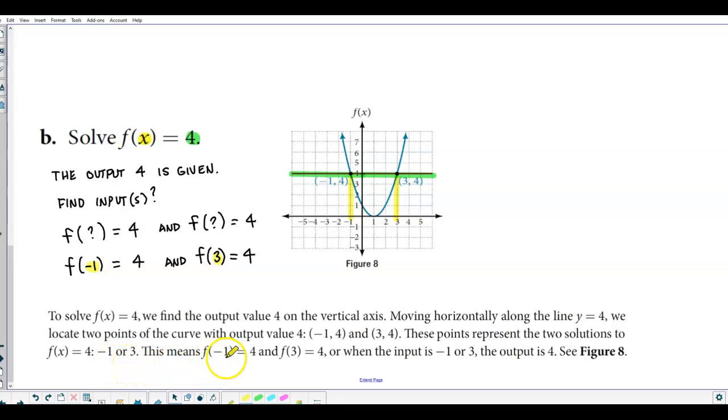And that means that f of negative 1 is equal to 4, and f of 3 is equal to 4. Or when the input is negative 1 or 3, then we can say that the output is 4.